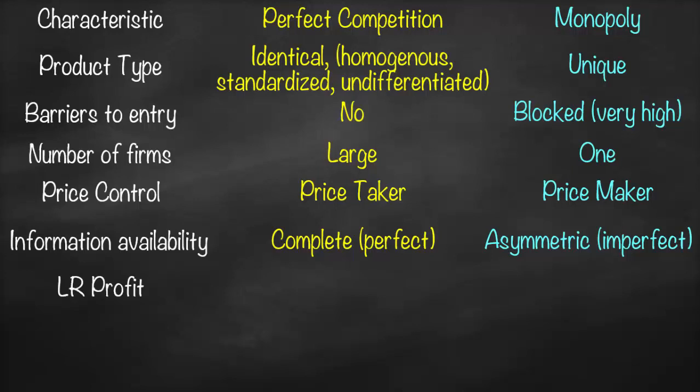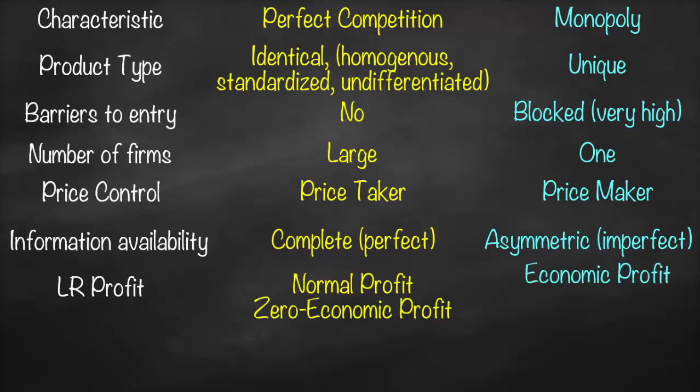Therefore, what will be our long-run profit? For perfect competition, since there is a high level of competition, they provide similar products, and barriers to entry don't exist. Therefore, our long-run profit will be normal profit, which we can call zero economic profit. But for monopoly, there is only one producer and barriers to entry are blocked. Therefore, they create economic profit, which means super normal profit or abnormal profit.